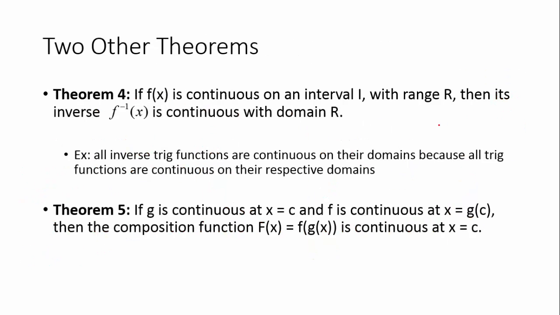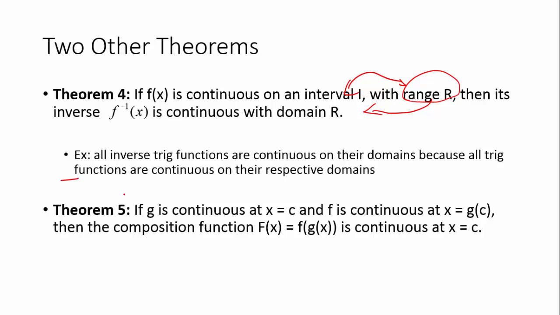Okay, a couple other theorems that are helpful with proving continuous functions. They're up here, theorems 4 and 5. Theorem 4 says if you have a function that's continuous on a certain interval, and you take its inverse, which remember, taking an inverse flips the domain and range, as we talked about in our summer assignment, that must mean that the inverse is continuous over the new domain, which is the range of f of x. Why this theorem is useful is right here in this bullet point. This means that the inverse trig functions are going to be continuous on their domains, because all of the trig functions are continuous on their respective domains.